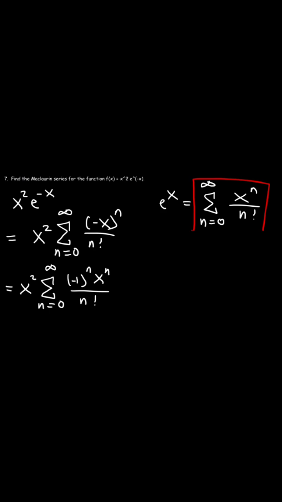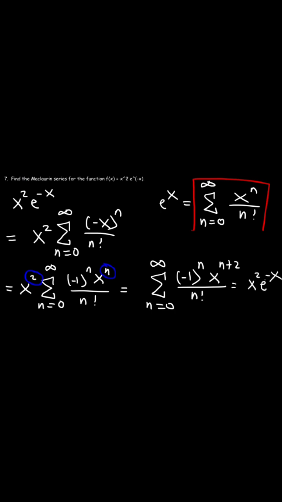Now at this point, we can multiply x squared by x to the n. So all we need to do is add the exponents. So 2 plus n, we can write that as n plus 2. And so this is going to be the final answer. So we have the series from 0 to infinity, negative 1 to the n times x raised to the n plus 2 over n factorial. So that's equal to x squared e to negative x. And this is the final answer.